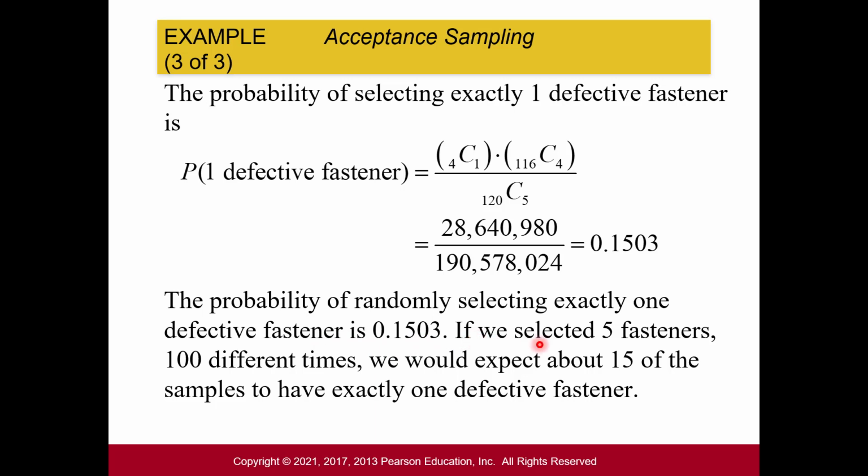So if we selected 5 fasteners 100 different times, we would expect about 15 of the samples to have exactly one defective fastener in it. That's just a translation for what we got with our number here.